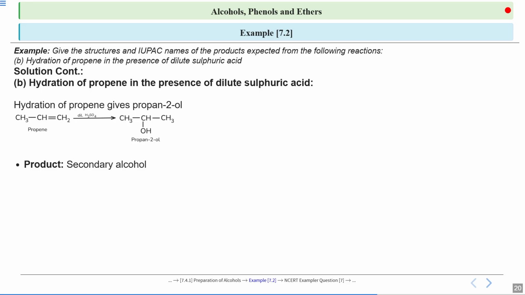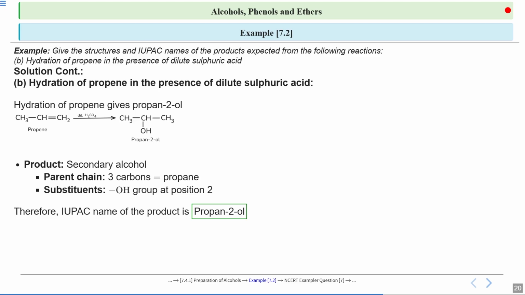So the double bond will break and the OH negative, the nucleophile, is going to add to the double-bonded carbon at which the hydrogen count is lesser, as per the Markovnikov addition rule. That's why you are getting propan-2-ol, a secondary alcohol. Now in the product, the parent chain is a 3-carbon chain, which is propane, and the substituent is the OH group, present at the second position of the chain. So the IUPAC name of the product is propan-2-ol.